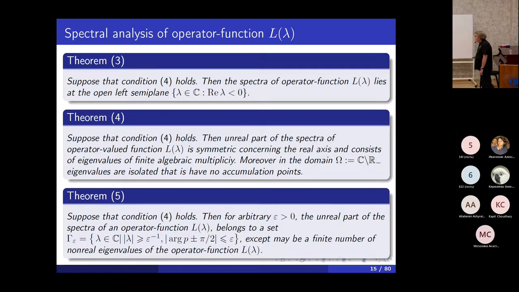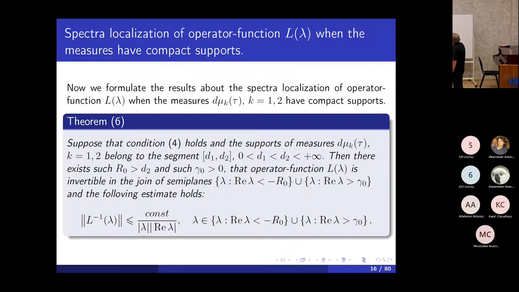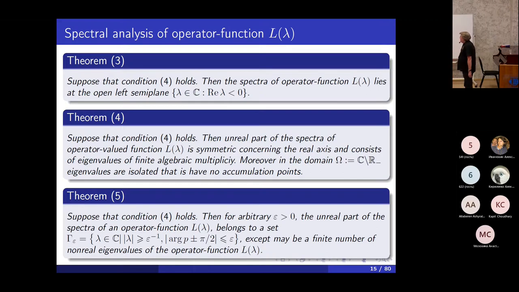And theorem 5 is about localization of the spectrum. In some way, it looks like the so-called Keldysh localization, well known in the theory of operator pencils. That is, the complex eigenvalues lie in such a domain, gamma epsilon, except for a finite number, they lie in such angles, as you see.